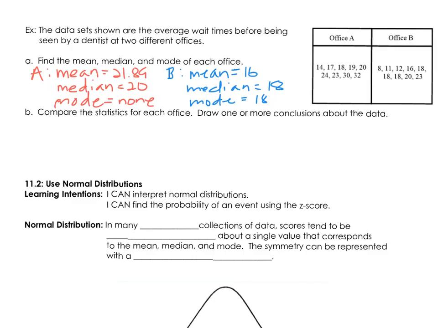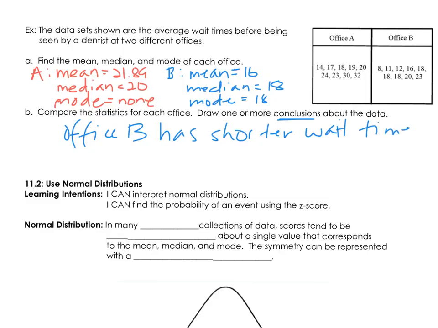So compare the statistics and draw one or more conclusions. What do you notice about the data? If you were going to describe this data to somebody, thinking about the wait times at a dentist office, what do you notice? Typically, the most common response is that office B has shorter wait times, at least with the data set that we're observing. So just making connections with what the statistics of this data are telling us. And that's 11.1.